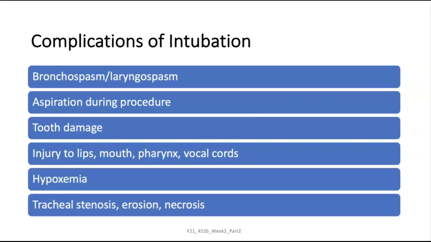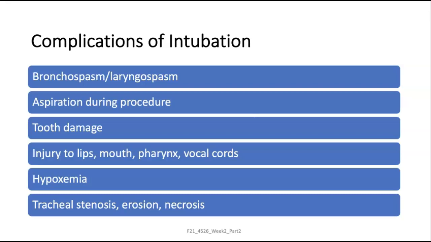These are some of the complications of intubation. So you may have spasm in the bronchus or the larynx. The patient may aspirate during the procedure because they could start coughing, or maybe they've been vomiting. Tooth damage, if it's a traumatic intubation, you may have tooth damage. Again, injury to the lips, mouth, pharynx, and vocal cords because it could have been a traumatic intubation.